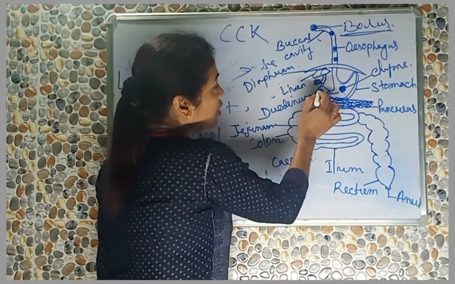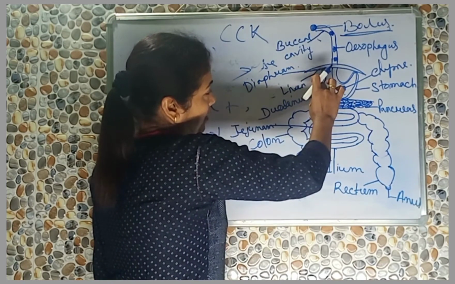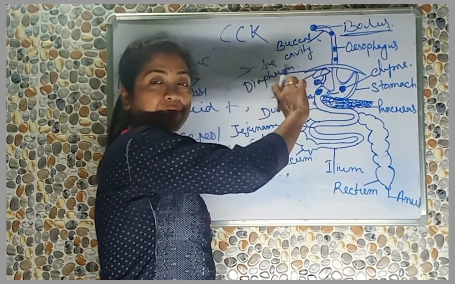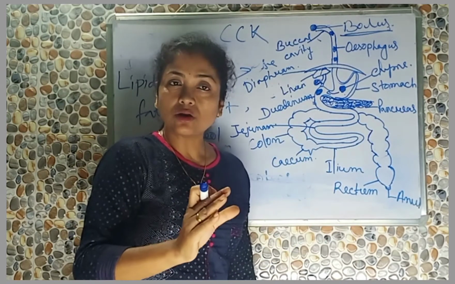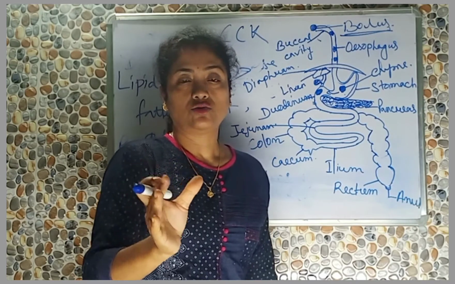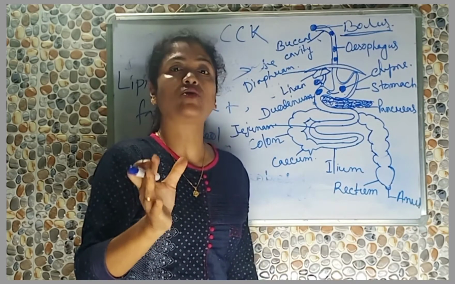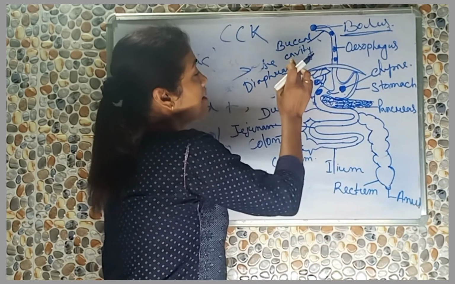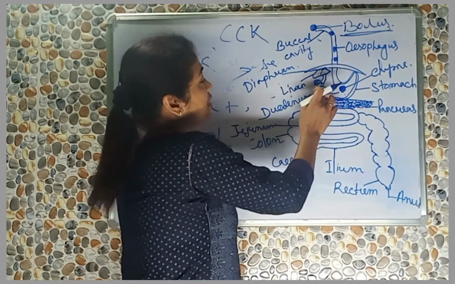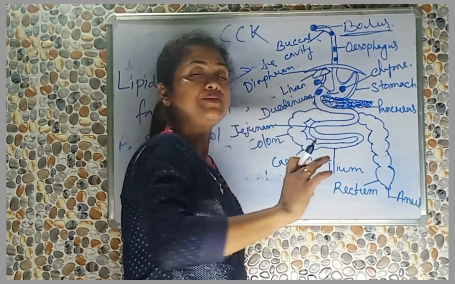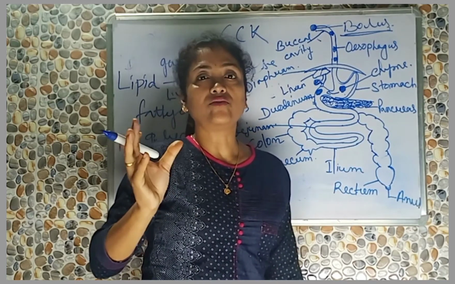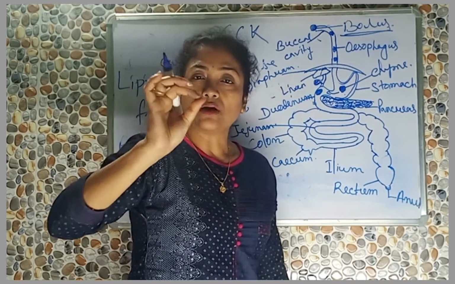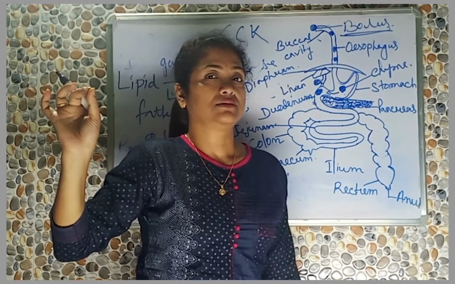And now the food mixture is mixed with the bile, and bile has bile salt and bile pigment. So bile salt is responsible for the emulsification of fats in the food mixture. Emulsification means breaking down of fat molecule into some fine droplets.